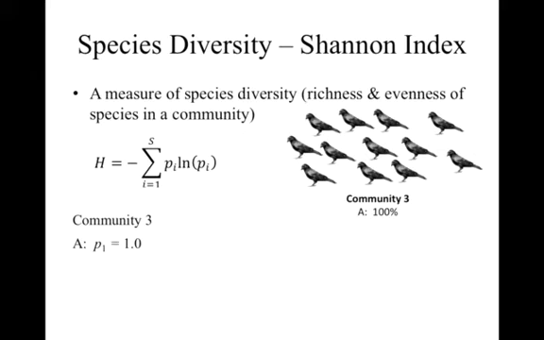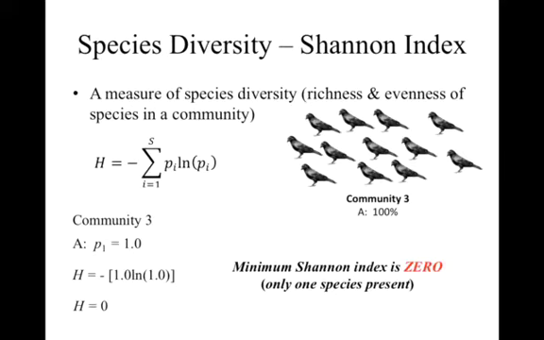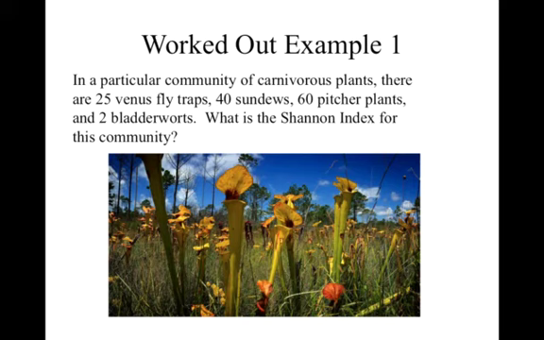So my proportion is 1, and if I plug that in, the logarithm of 1 is 0. And so again, the minimum Shannon index is 0, and that's what you get when there's only one species present. It's almost impossible to define what evenness means when there is only one species. So your richness is 1, your evenness is kind of undefined, and that gives you a Shannon index of 0.